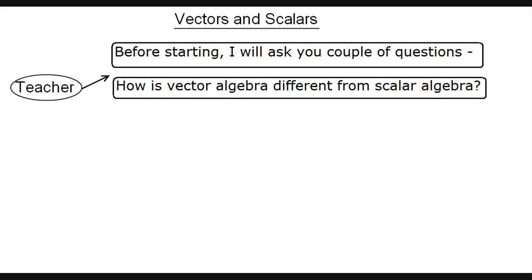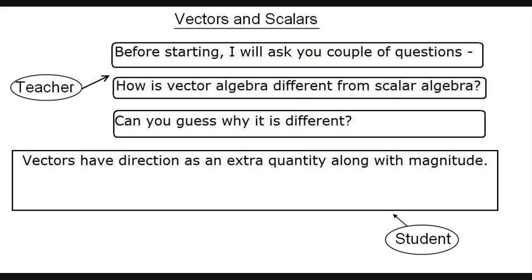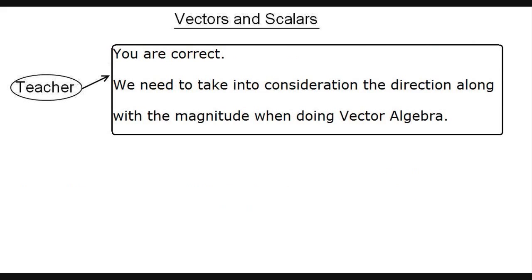How is vector algebra different from scalar algebra? Can you guess why it is different? Vectors have direction as an extra quantity along with magnitude. I see this as a differentiating factor from scalar algebra. You are correct. We need to take into consideration the direction along with the magnitude when doing vector algebra.